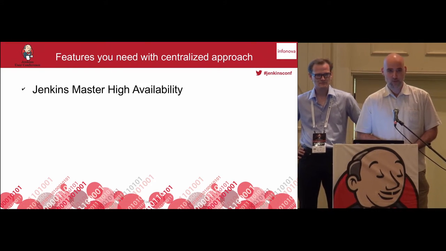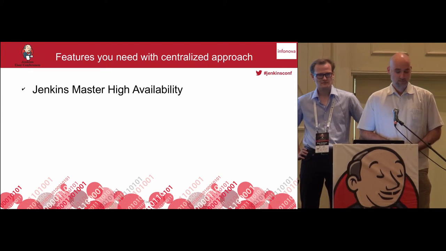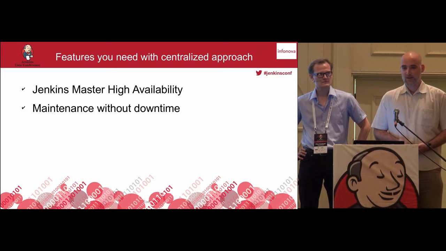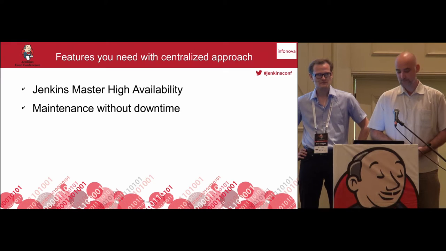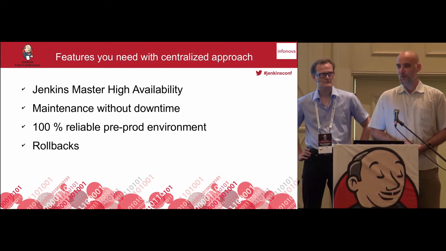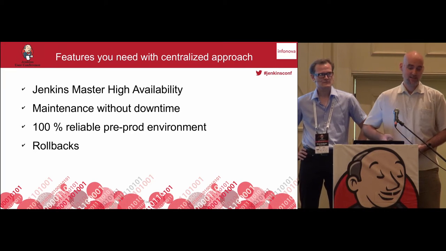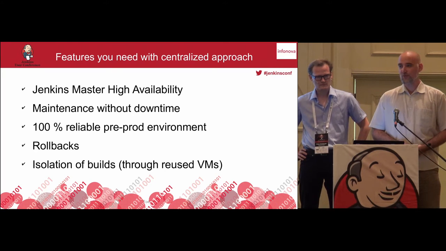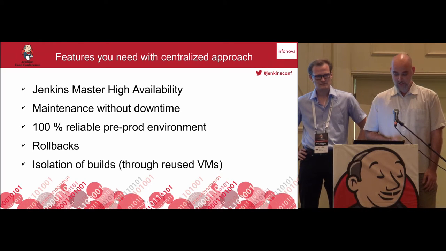We decided to make our Jenkins master highly available to our engineers and developers and have a maintenance window without a downtime. We realized this by implementing a blue-green deployment of a new Jenkins master, which gives us the possibility to have a 100% reliable pre-prod environment and to roll back the changes we made in case the changes destroy anything. In the first approach, we tried to achieve build isolation by hosting our slaves on reused virtual machines, and we're going to tell you why this was not the best idea, as we know now.